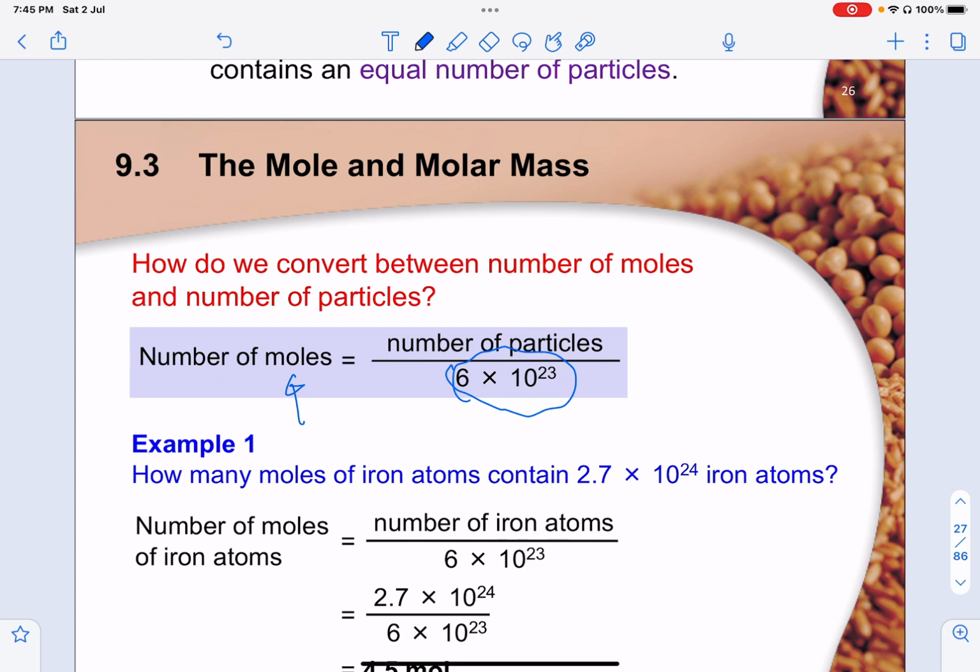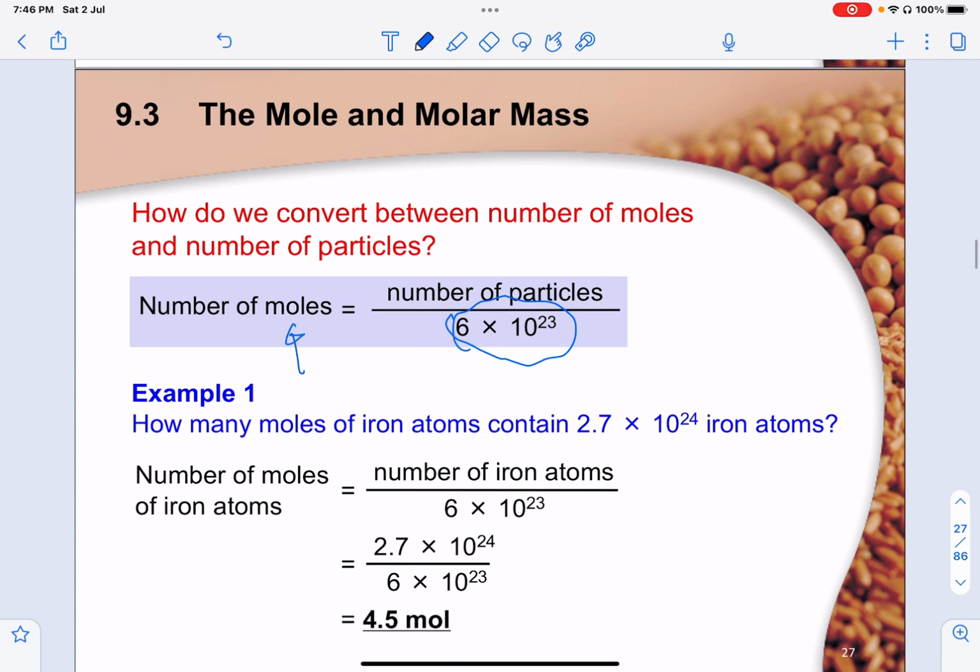Do take note that if the question specifically asks you what is the number of particles, then you use this formula. Otherwise, most of the time it's mass, if not, it's number of moles. So, for example, this question: how many moles of iron contains 2.7 times 10 to the power 24 iron atoms? This would represent the number of particles. You would have to divide it by 6 times 10 to the power 23 to get the number of moles.